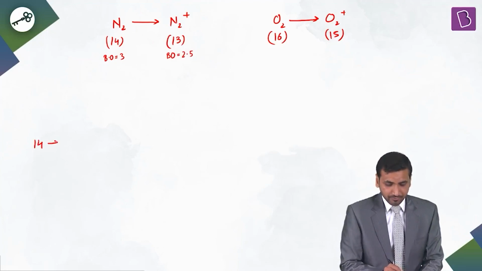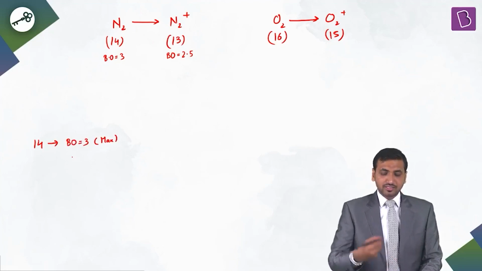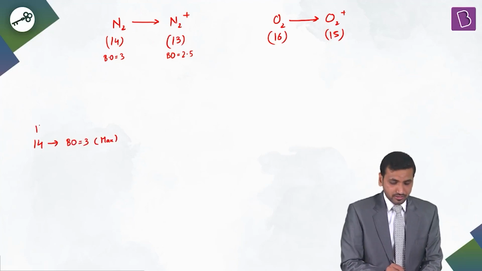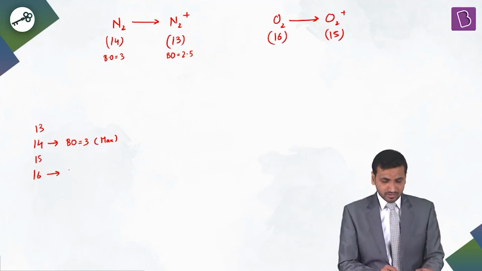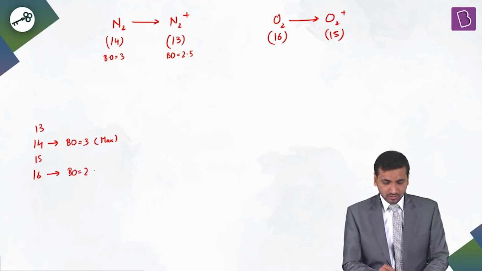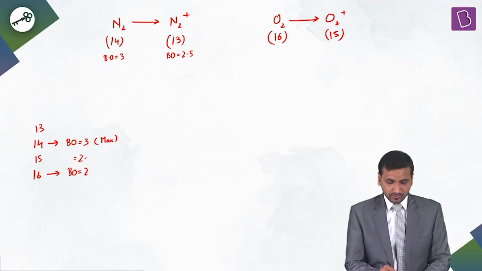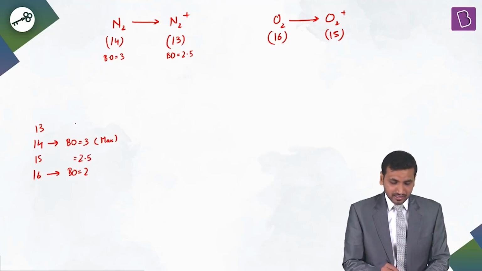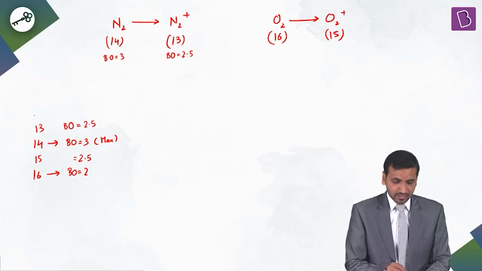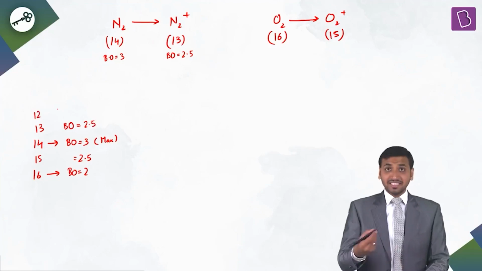14 electrons, maximum bond order, 3. Your transition is from 14 to 13 and 16 to 15. 16, we know bond order is 2. This is the case of oxygen. 2. 15 is 2.5. And then you move to 14, it is 3. And then again bond order at 13 is again 2.5. If you move to 12, that is C2.